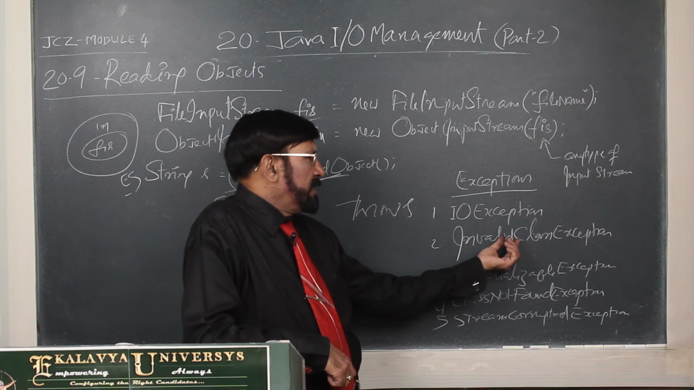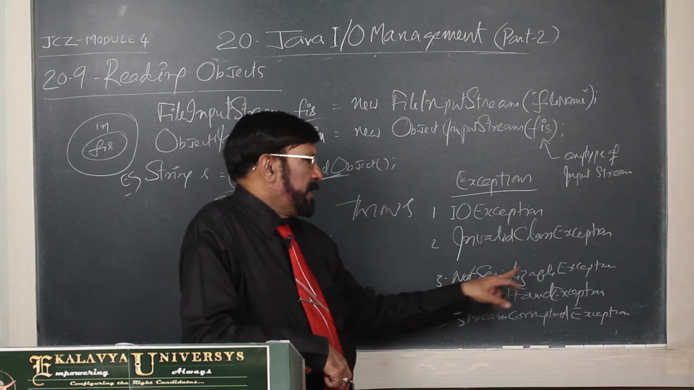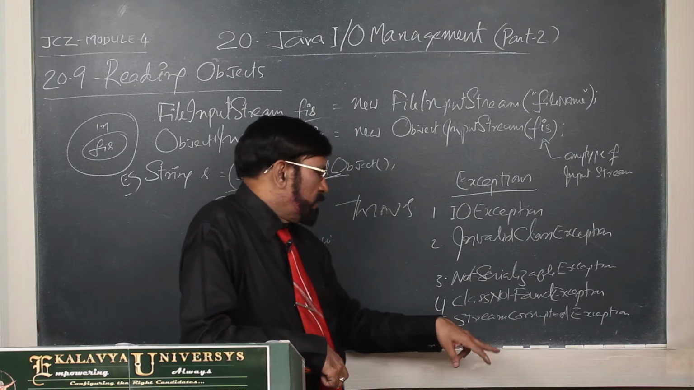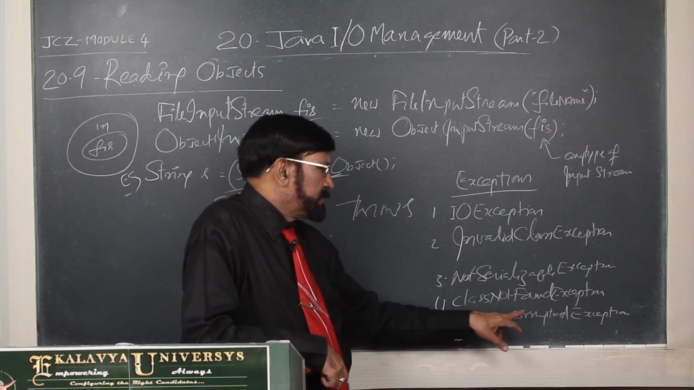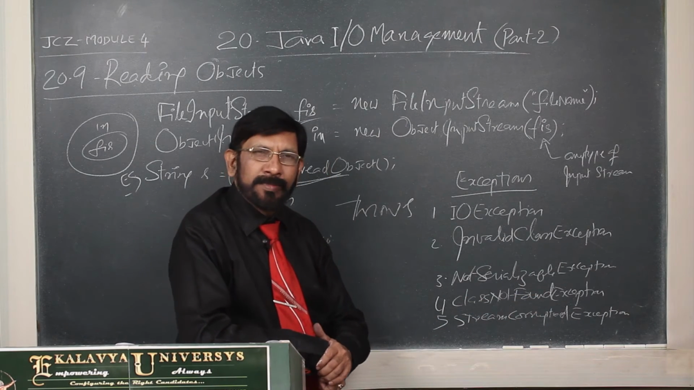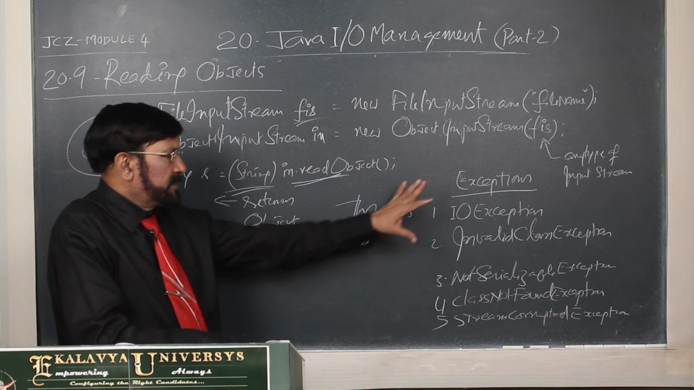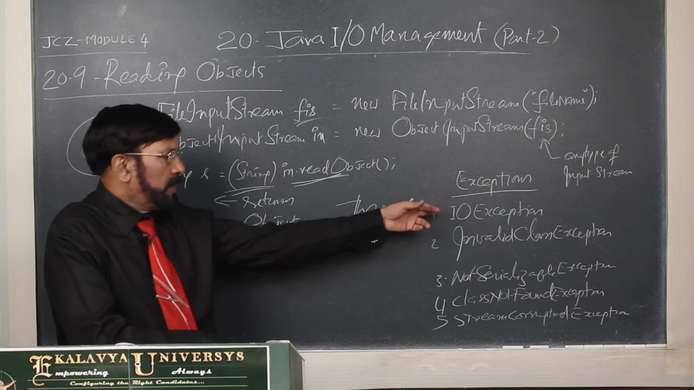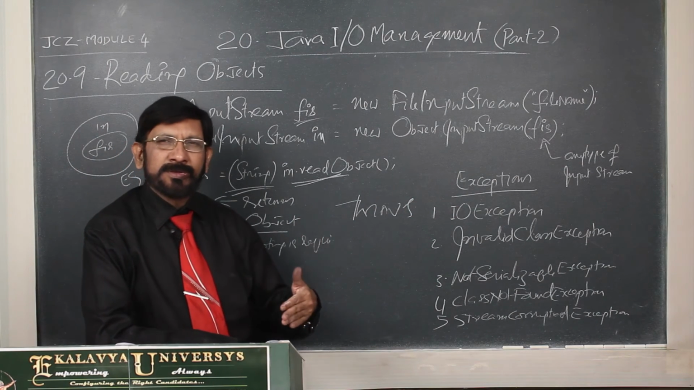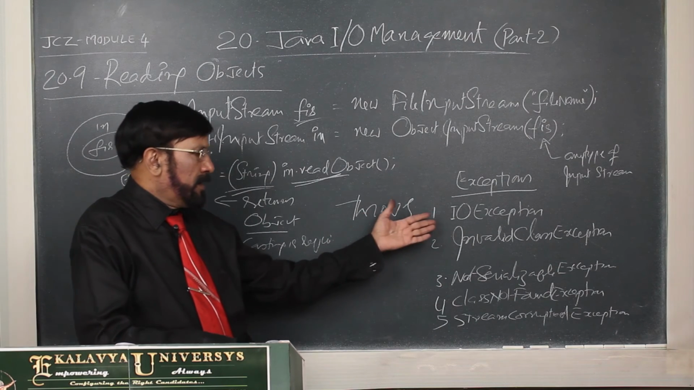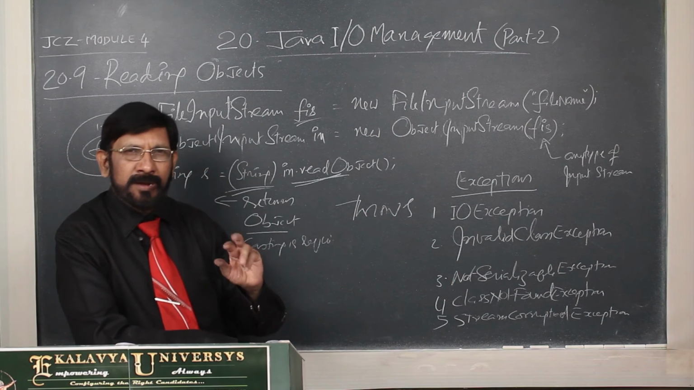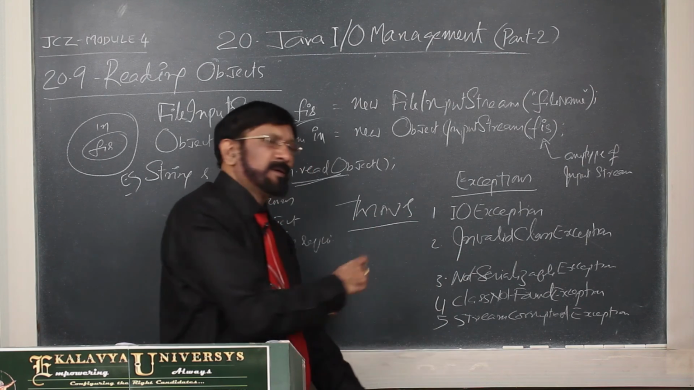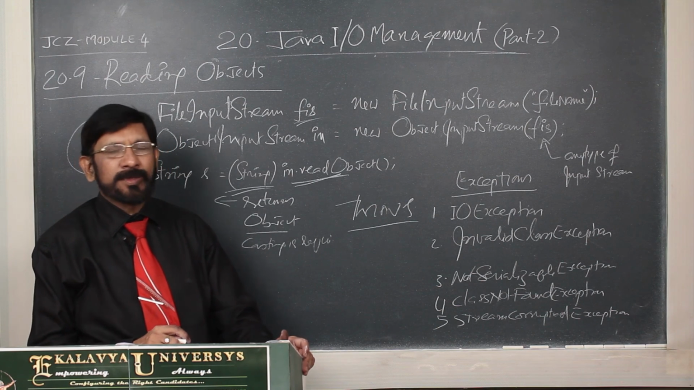The second one is InvalidClassException. Third one, NotSerializableException. Fourth one, ClassNotFoundException. And fifth one, StreamCorruptedException. The possibilities of thrown exceptions are these five. So this is the superclass for the remaining four. If you write this one, that is enough. Or otherwise, if you specifically know one or more of these, you can write the names of these individual subclasses along with the throws clause on the constructor. That point you must remember.